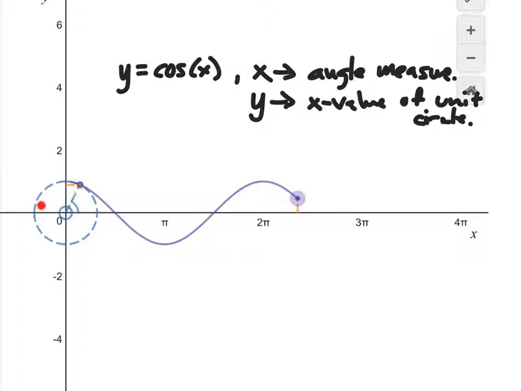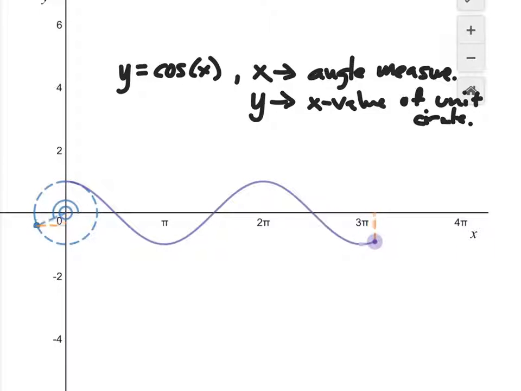When your value is pi, the x value is negative 1. That's why we plot a negative 1 at pi. At 3 pi over 2, we're back down at 0. And then at 2 pi, one revolution around, we're back at 1. Okay, and that's how we plot these points.